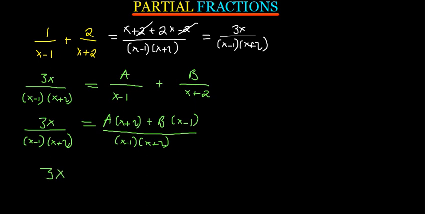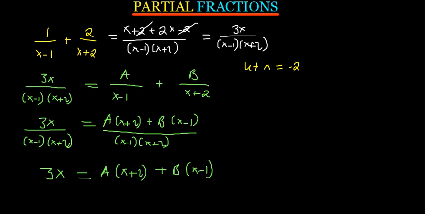So 3x is going to be equated to a, open brackets, x plus 2, plus b, open brackets, x minus 1. Now for something that is in this form, when these factors are linear, it is easier to say, how can I make this part a 0? What number can I remove or add for me to have a 0? Negative 2. So I'm going to say let x be equal to negative 2.